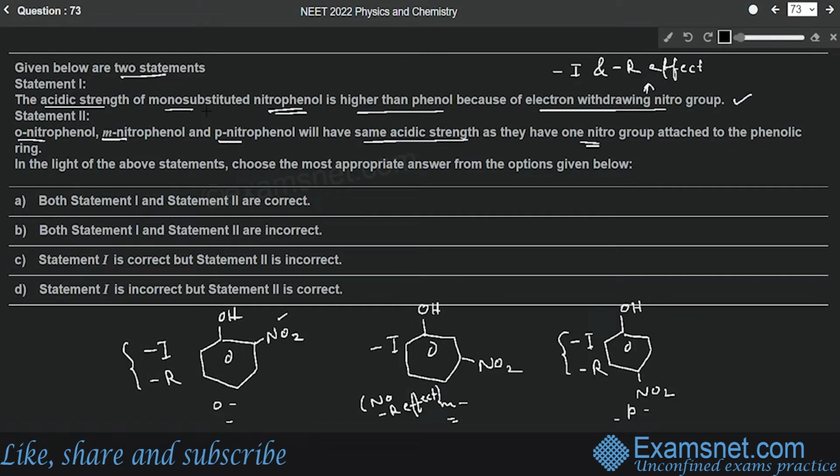Now, even if we compare the ortho and para, then para will be most acidic in nature. Got it? That means statement 2 is an incorrect statement. All of them will not have the same acidic strength, right? So which option will be the correct one? Statement 1 is correct, but statement 2 is incorrect. That means option C is the correct statement.